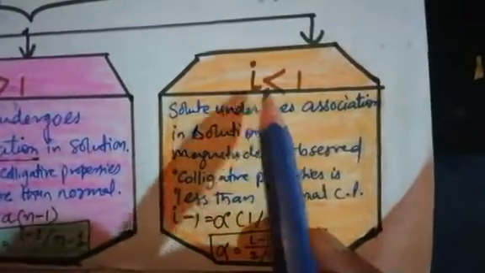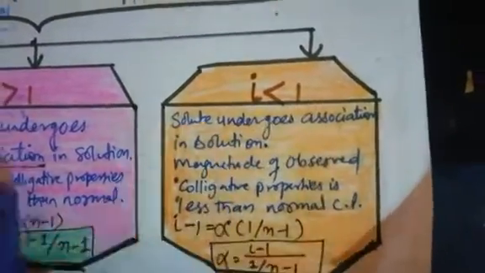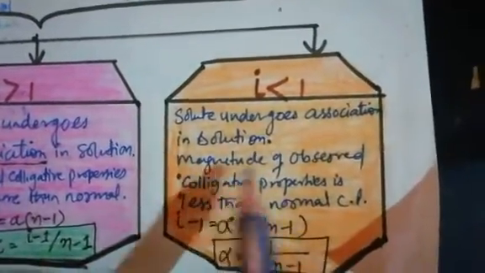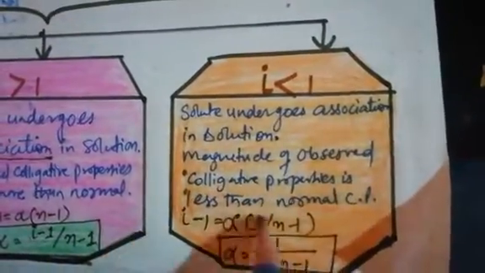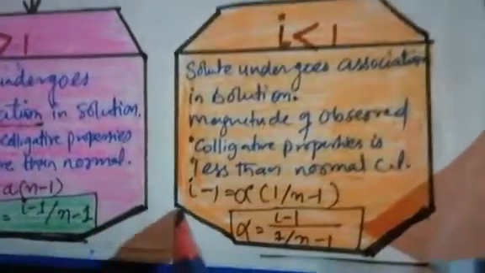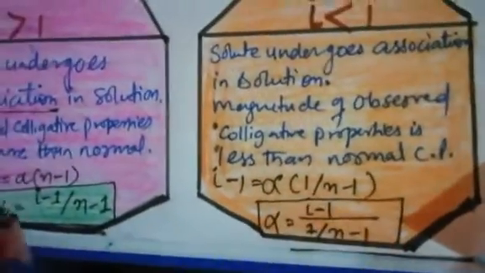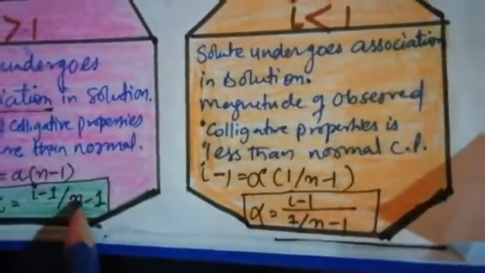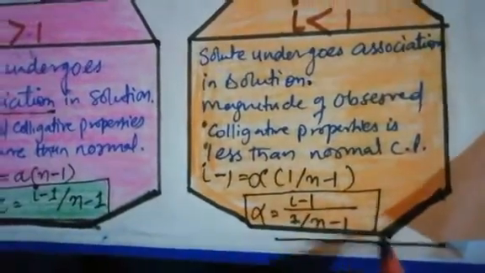Similarly, third, when i is less than 1, it is opposite to this: the solute undergoes association in solution. It means that the magnitude of the observed colligative property is less than the normal colligative property, and alpha is equal to i minus 1 upon 1 upon n minus 1. This is the only difference: here it is n minus 1 simply, here it is 1 upon n minus 1.